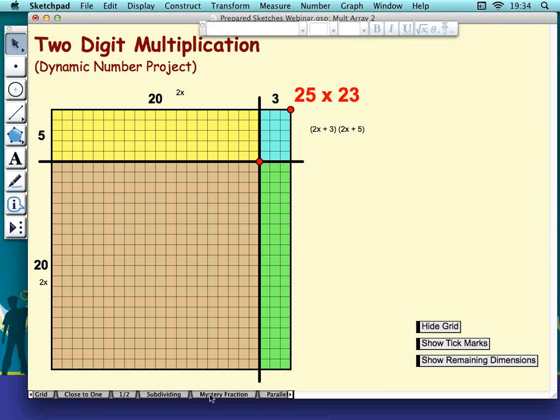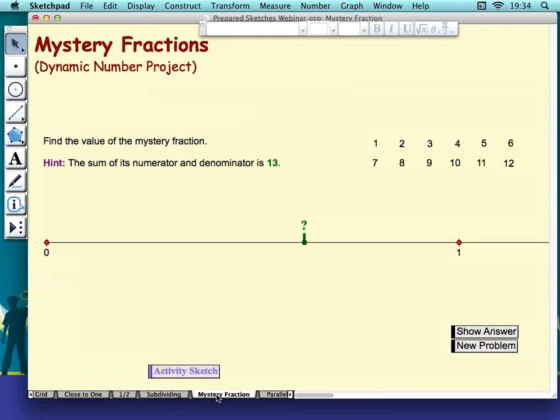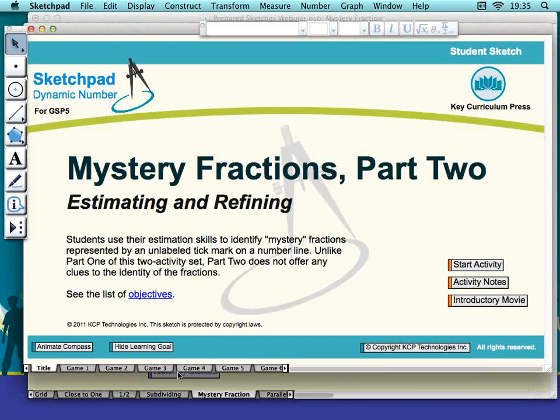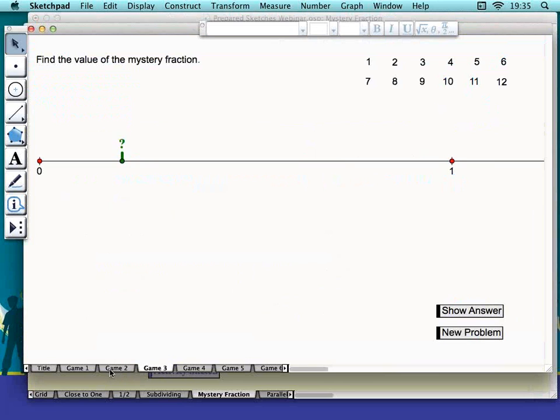We have some fraction activities. I'm going to show one real quickly. Let's say this one. So we have here an estimation problem. We're given a hint, but this one, I'm opening the activity itself because we have, hold on, let me find the right page here. Okay, this is good enough.